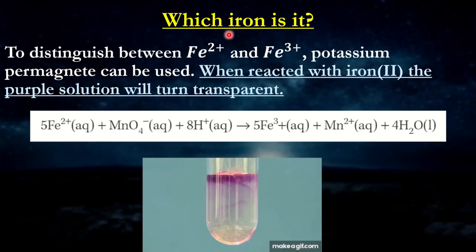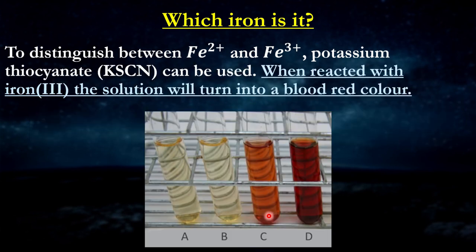What about iron? Iron can come in multiple valencies, right? It can come in iron 2+, it can come in iron 3+. Now, we can use potassium permanganate because when it reacts with iron 2+, potassium permanganate goes from purple to transparent. So if this is what we see, then that would suggest we are dealing with iron 2+. If it's iron 3+, we could use potassium thiocyanate.